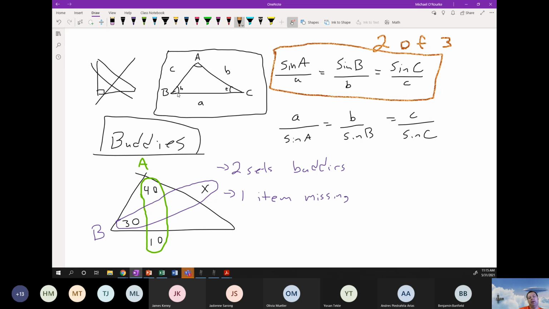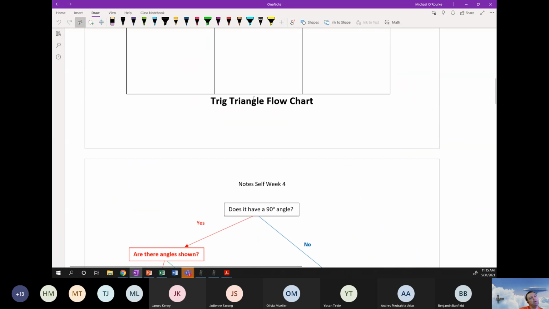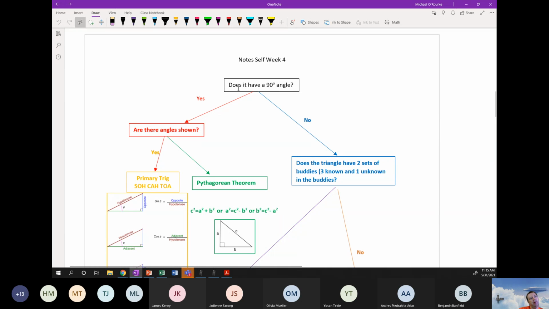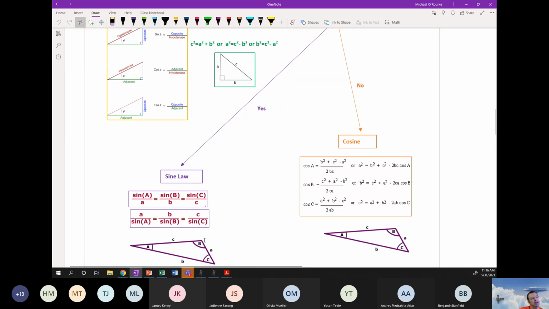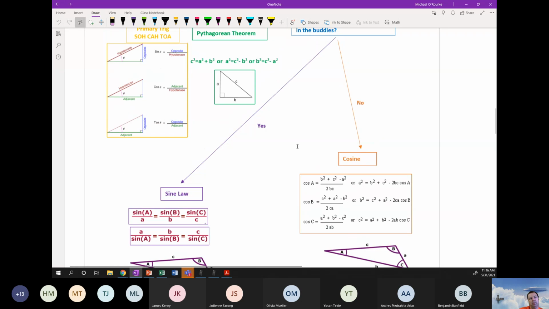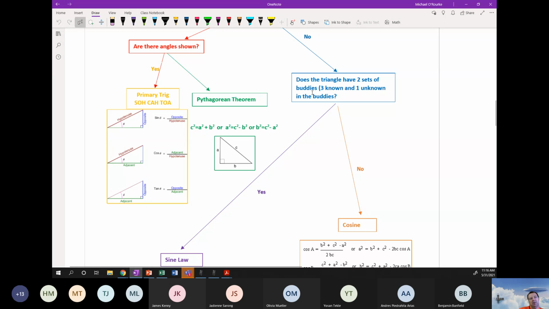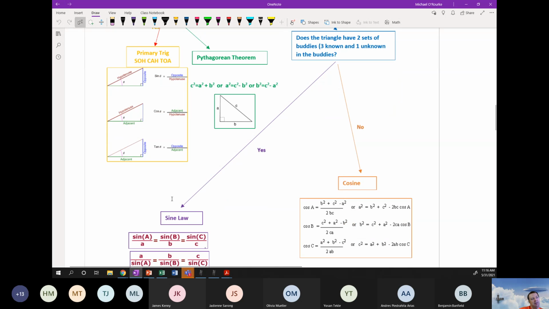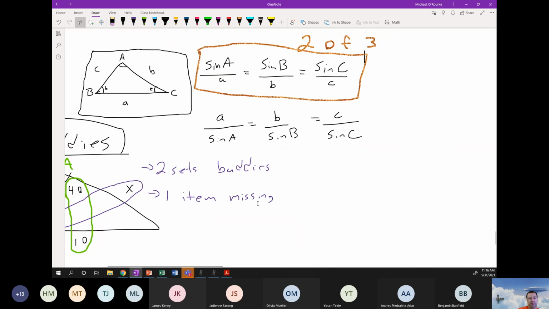When you have non-90-degree triangles, I'm going to go back to my notes to self here. Here's my flow chart to figure out what to do. The first question you look at is, does it have a 90-degree angle? Yes or no? If you have a 90-degree angle, you automatically go over here, which is SOHCAHTOA. If you do not, that's when you're either going to do sine law or cosine law. We're all done with the left-hand side, and we're learning the right-hand side. This is where I said, does it have two sets of buddies? Three known with one unknown in the buddies? Yes, then we do sine law. No, then we do cosine law, which we'll learn about later today. Thanks for asking that question. I guarantee if you have that question, other people do as well.